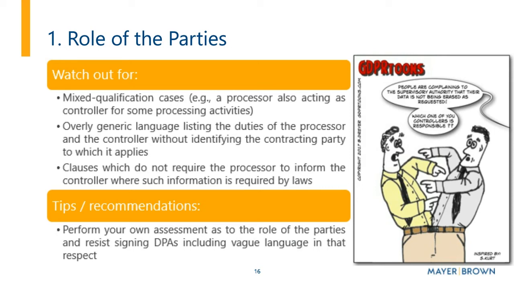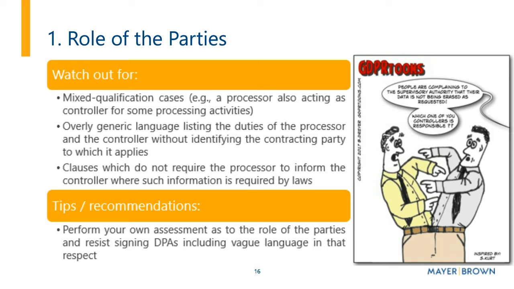data protection authority. What you should avoid when negotiating around your role in the data processing agreements are, of course, mixed qualification cases, so cases where it is unclear who is playing which role. You should also avoid generic language, so vague clauses that list the obligations of controllers, that then list the obligations of processors, but that actually don't identify who is going to play which role. And you should also try to avoid clauses where processors aren't required to do what they need to under the General Data Protection Regulation.